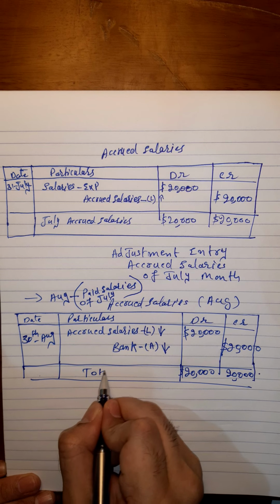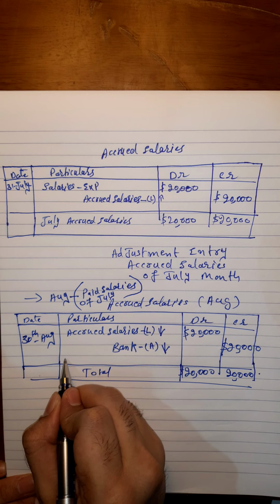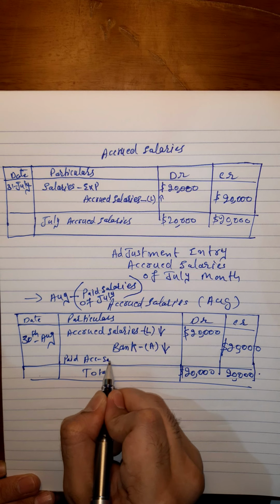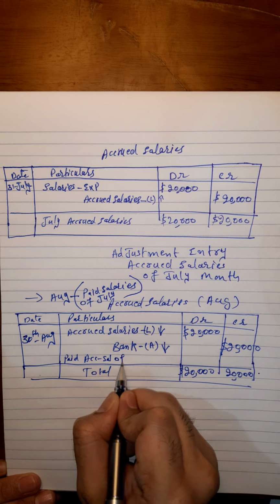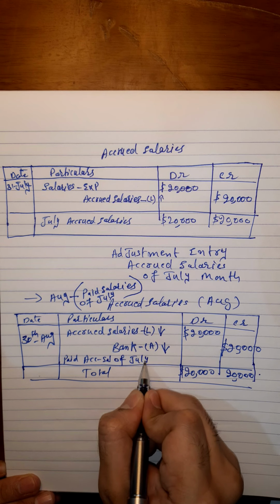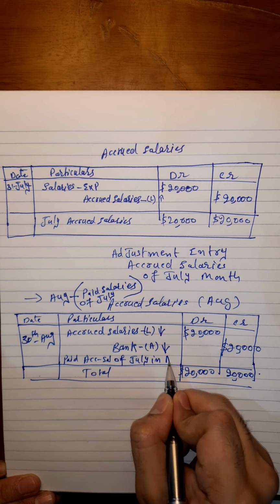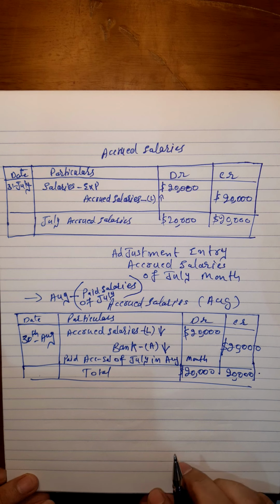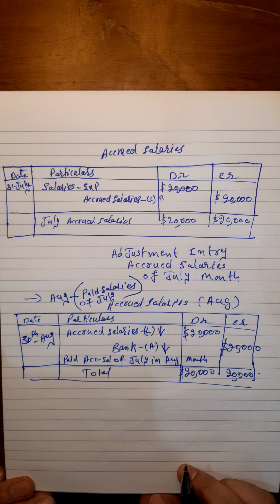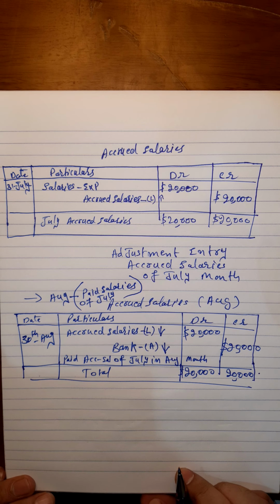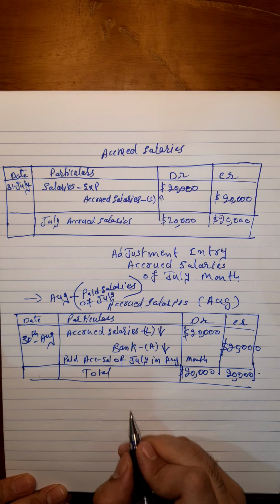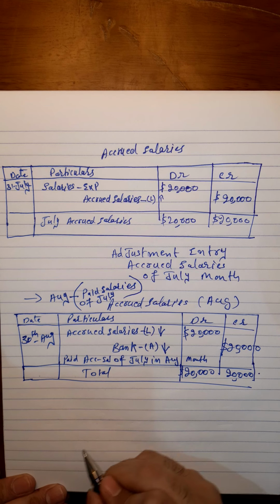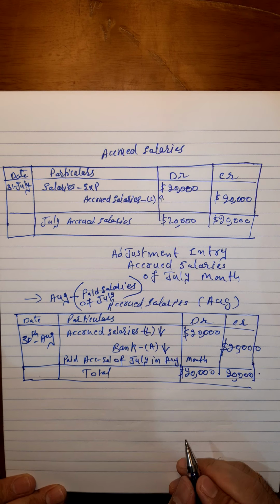Okay, this is the total. Here the narration: paid accrued salaries of July in August month. Friends, our accrued salary entries have been done, and our accrued expense concept has been cleared.